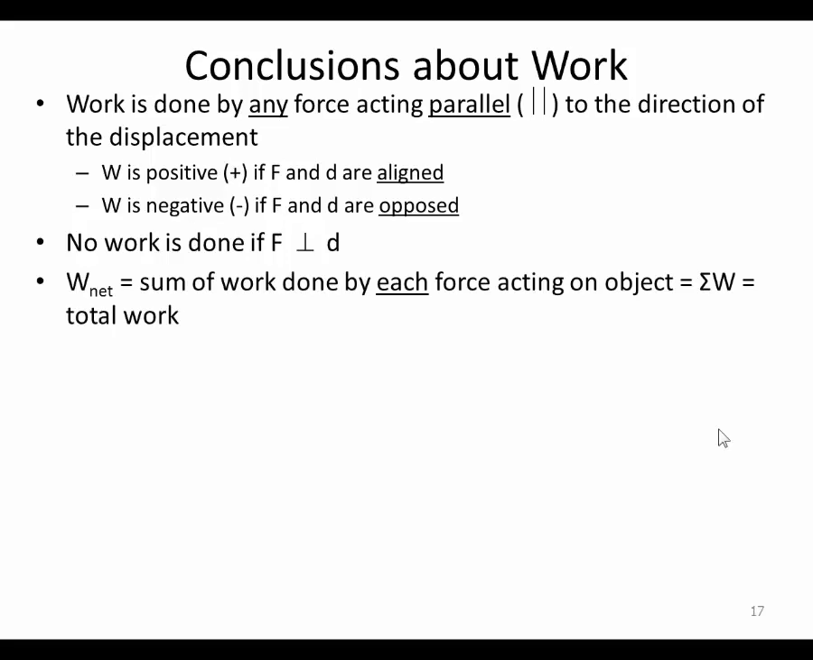The definition of net work is just like in the good old days with forces. We have the net force, the total force, or the resultant force, and the same thing for work. The net work is just a sum of all the work done by each force acting on an object. So we go through force by force and figure out how much work each one is doing, and add them up.